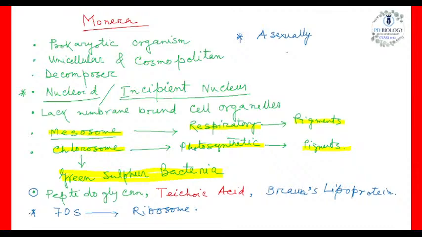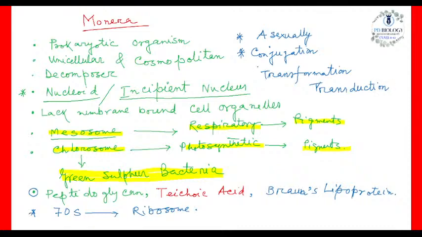They lack true sexual reproduction. They are incapable of gametogenesis, but genetic recombination may occur. That's very important. Again, I am repeating, they are incapable of gametogenesis, but genetic recombination may occur, and that is due to conjugation, transformation, and transduction. Conjugation, transformation, and transduction.